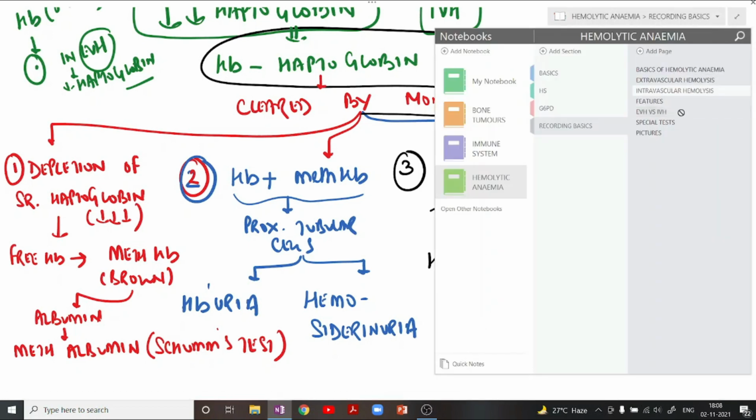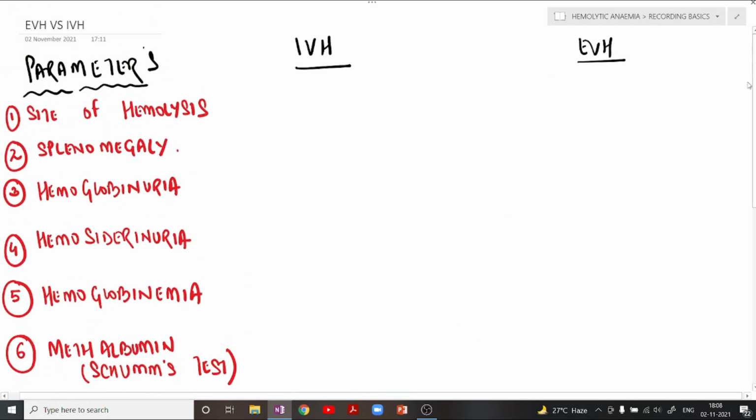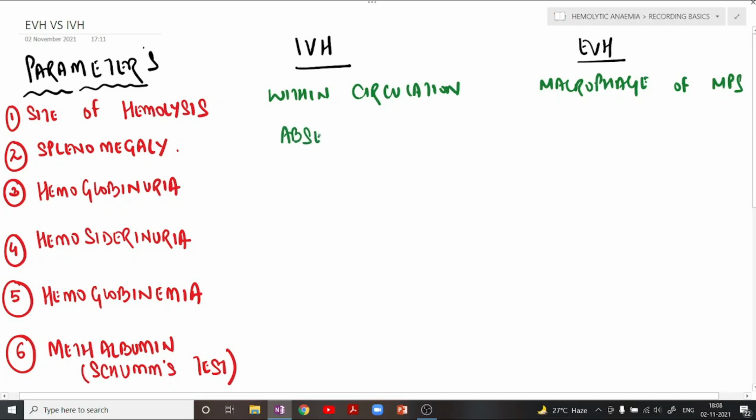Now let us differentiate, as we have read both the conditions. Now we are going to differentiate between IVH and EVH. So now you are going to tell me how we differentiate each of them. The site of hemolysis in case of IVH occurs within the circulation. Whereas EVH occurs in the macrophage of the MPS, the mononuclear phagocyte system, that is the spleen, liver, bone marrow. So will splenomegaly be present? No, it will be absent in case of IVH, whereas it is present in case of EVH.